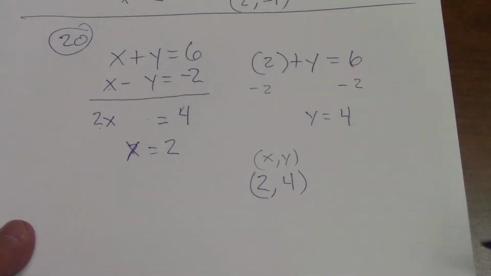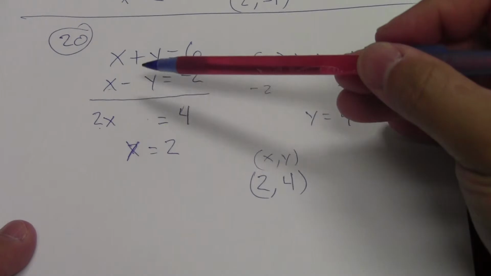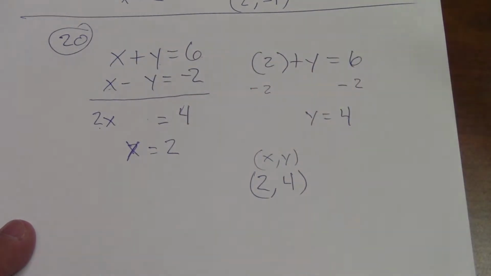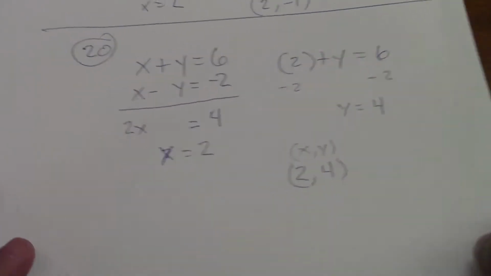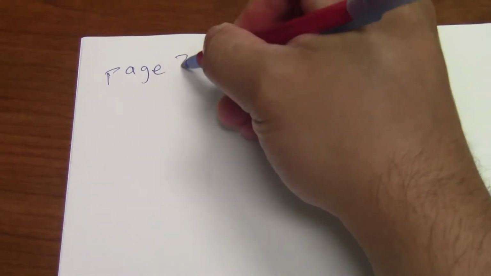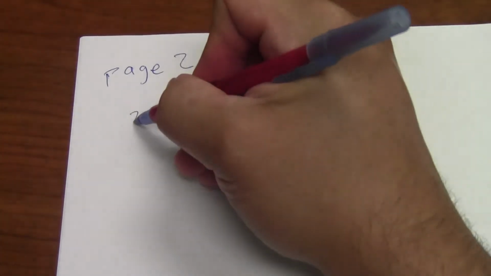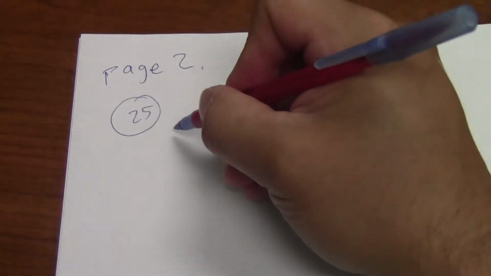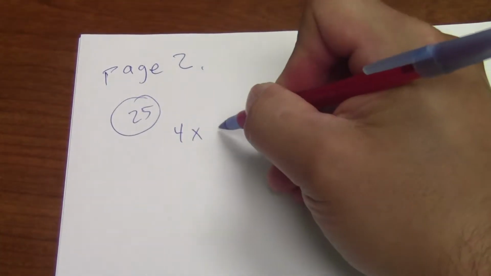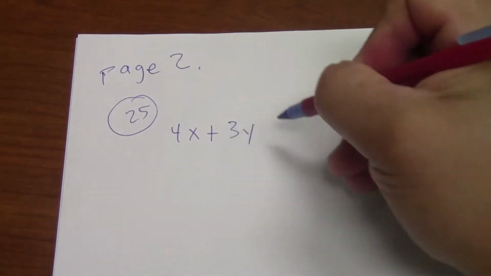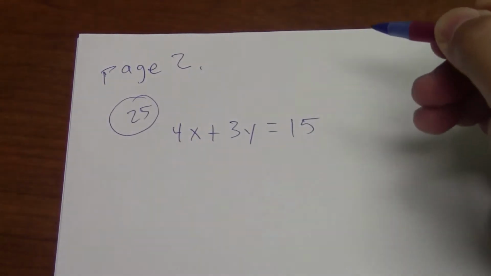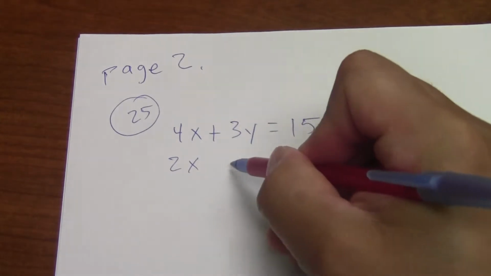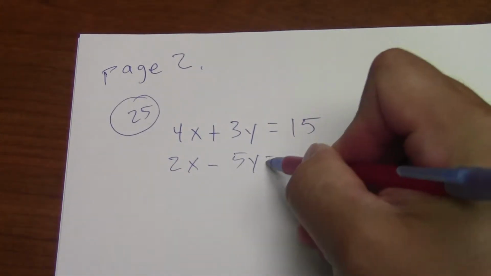Now these two problems were pretty easy. They set it up for you. There were no numbers in front, so it made it pretty quick. But let's try one without that. So here, page 2, number 25. Once again, I think this is still 8.1. So 4x plus 3y equals 15, and 2x minus 5y equals 1.